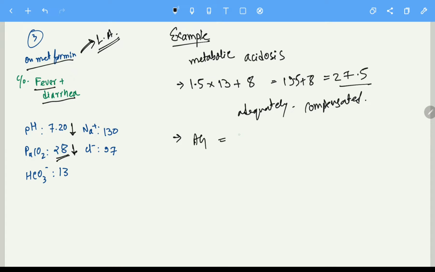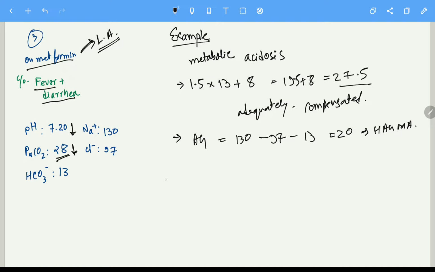So let's calculate the anion gap. The anion gap is sodium 130 minus chloride 97 minus bicarbonate 13, that is 130 minus 110, equal to 20. The anion gap is 20, so it is a high anion gap metabolic acidosis.